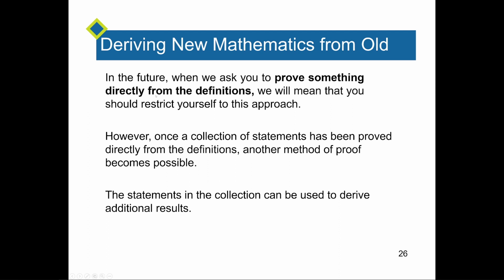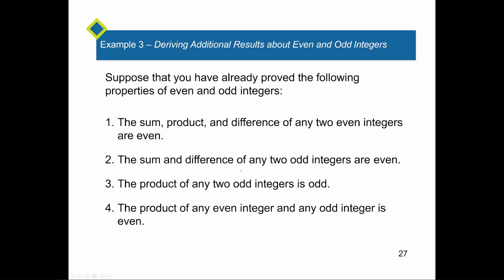So when we are asked to prove something directly from definitions, and sometimes the question may ask, prove directly using only definitions, whatever it is asked to be proven, it will mean that you should restrict yourself to this approach. So learning the definitions is important even if we are not asked to prove directly from definitions. In any case, we need to know them because we need to use them. However, once a collection of statements has been proved directly from the definitions, another method of proof becomes possible.